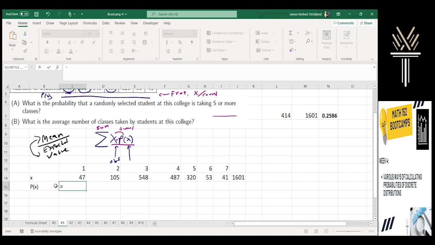We're going to say equals. We're going to click the 47. And then we're going to divide it by that 1601. And like we did for relative frequency, we're just going to type in the total amount, 1601.